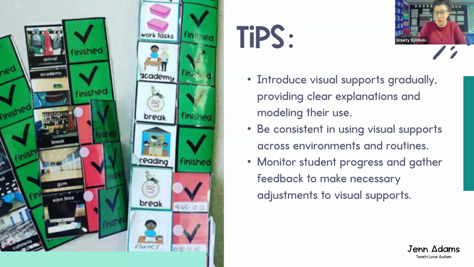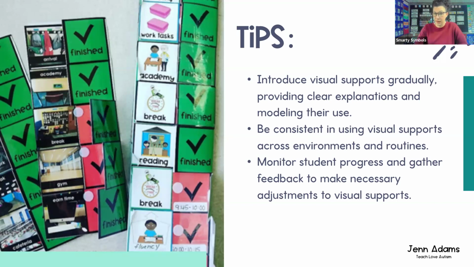The other thing you're going to want to do is monitor student progress and gather feedback to make necessary adjustments to the visual supports. It is very possible the first visual support you create isn't going to be perfect, isn't going to work exactly the way you wanted it to. Maybe you realize the visual that gives a direction isn't the right one because the student doesn't seem to understand what it means. Or maybe you realize the student needs text instead of visuals, or it needs both. These are all things you need to be aware of, that you may have to adjust the supports that you have for the student. You may have to try different types of supports.